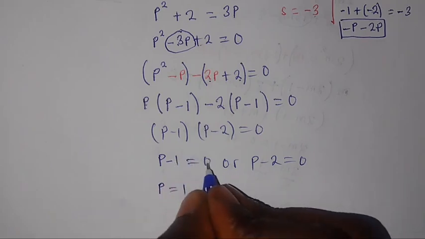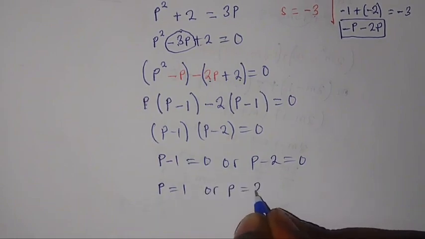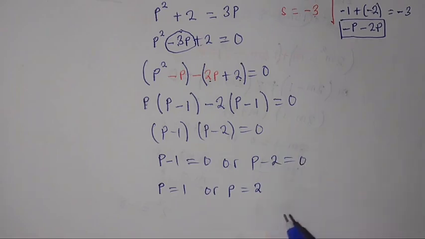This negative 1 has gone to where 0 is. It has become a positive. So 0 plus 1 is a 1. Or p is equal to 2. Negative 2 has gone to where 0 is. It was a negative. It has become a positive 2. So these are the values: p is equal to 1 or p is equal to 2.